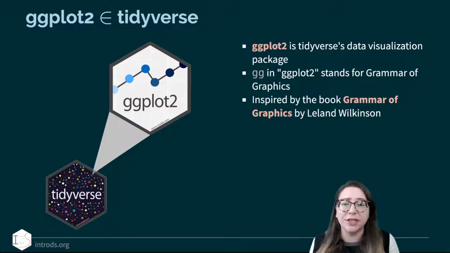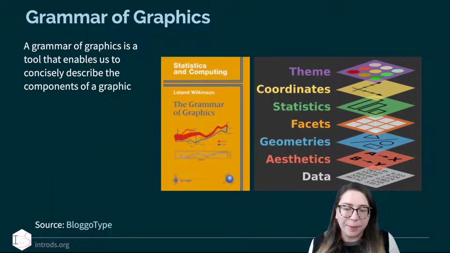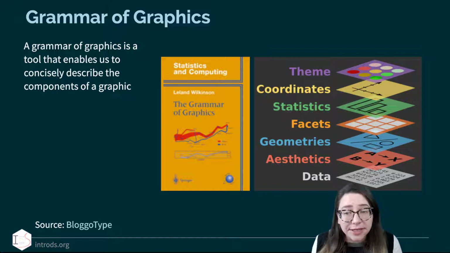The gg in ggplot2 stands for Grammar of Graphics because the package itself is inspired by the book Grammar of Graphics by Leland Wilkinson. So here's a picture of that book. It's not one of the required readings here, but if you are interested in getting into the theory behind how we construct visualizations with ggplot2, it's a really, really good read. A Grammar of Graphics is a tool that enables us to concisely describe the components of a graphic.